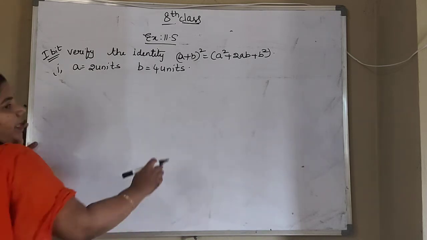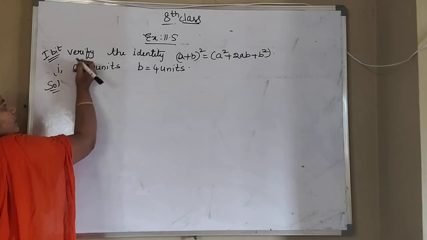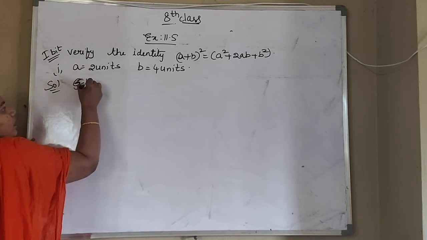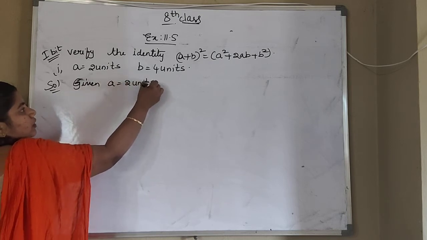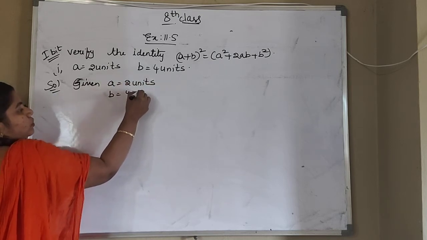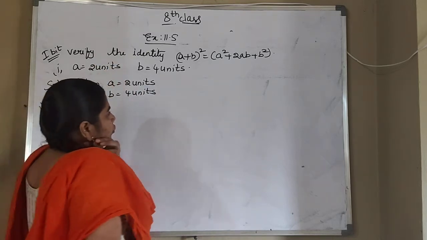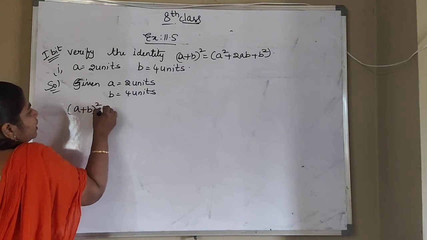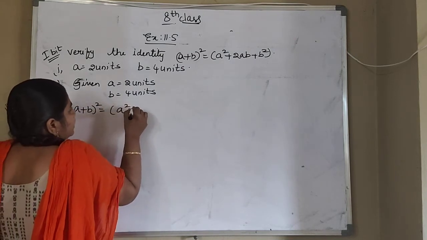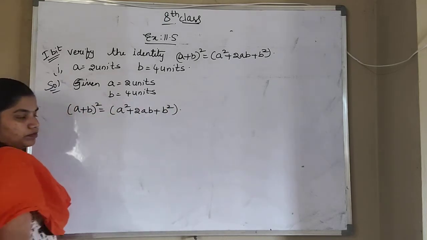Okay, so now (a plus b) whole square. That means we have to add what they have given. You write first: given a is equal to 2 units and b is equal to 4 units. So we want to prove this one. (a plus b) whole square is equal to a square plus 2ab plus b square.